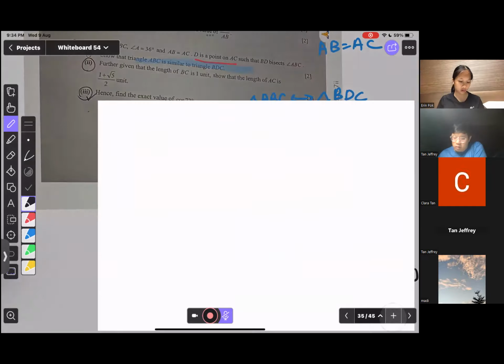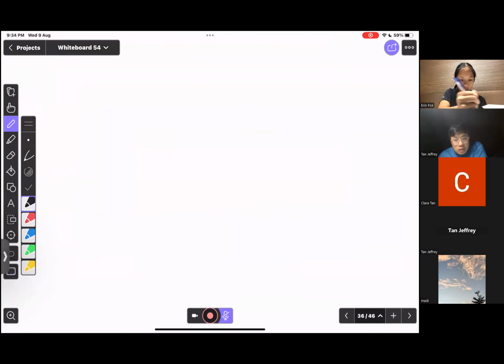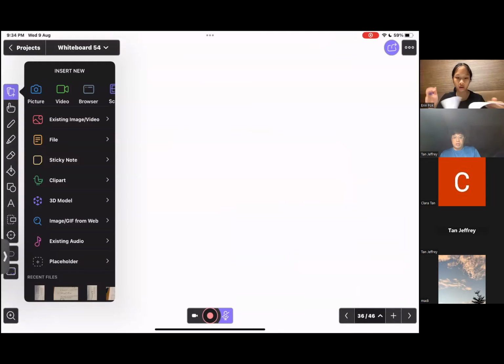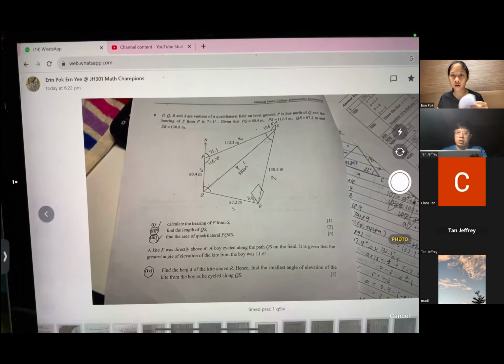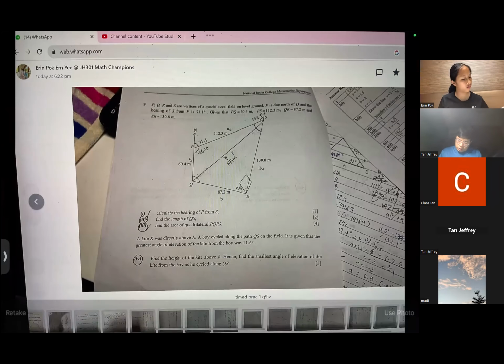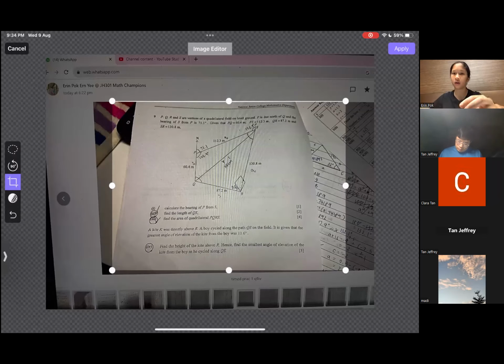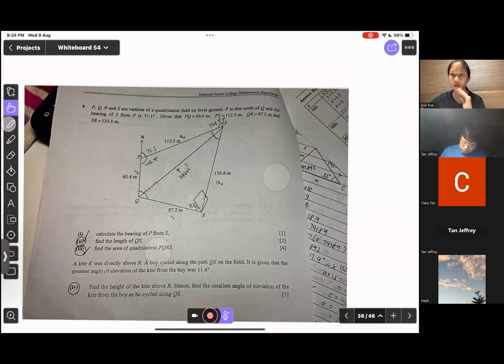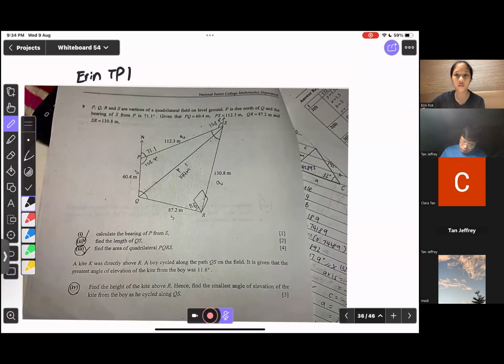Okay, so next one is this question. This question is Stamp 1, question 9. Edwin, Stamp 1, question 9, part 4. What about this question? Oh, okay. So I want to find the height of the kite above... It's just part 4 only, is it? Oh, okay.